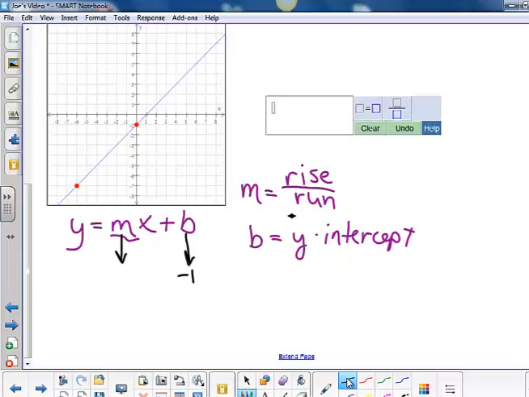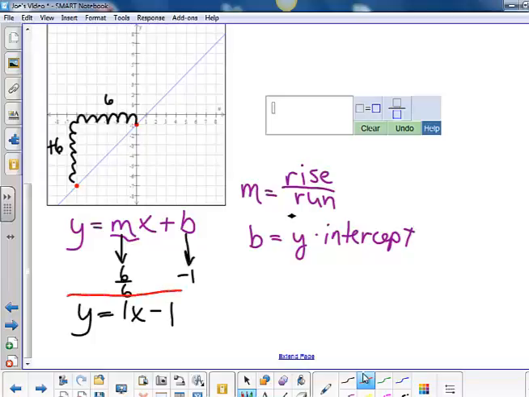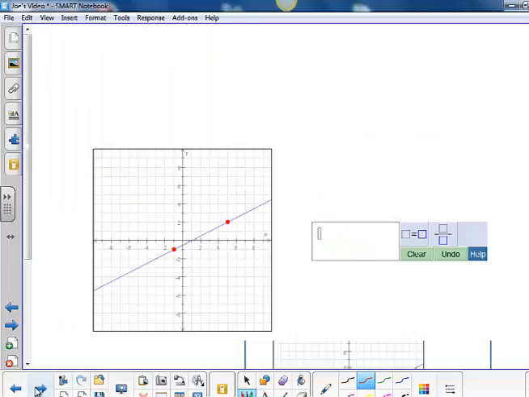Now I need to figure out what slope is. And I'm going to count it. I'm going to count rise over run. 1, 2, 3, 4, 5, 6. I go up 6, and then over 1, 2, 3, 4, 5, 6. I run 6. So my slope is 6 over 6, which reduces to 1. So the equation of this line is y equals 1x minus 1. Okay? So this is the answer that you are looking for: y equals 1x minus 1.